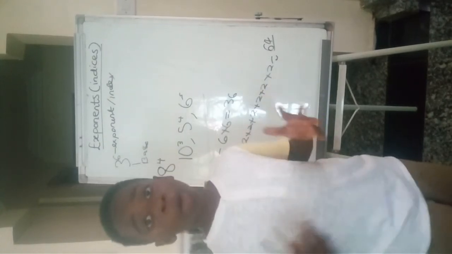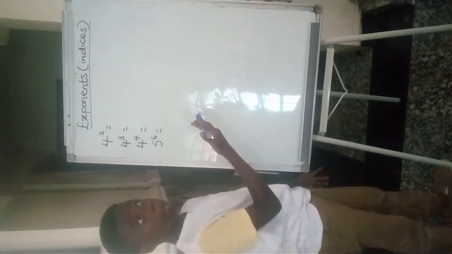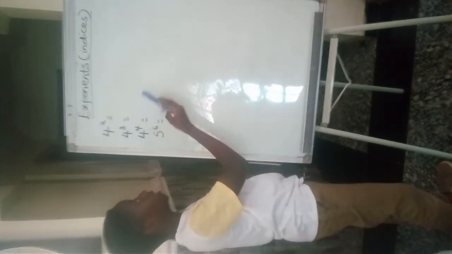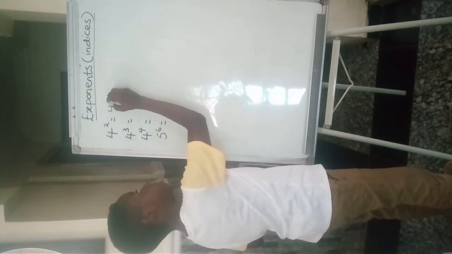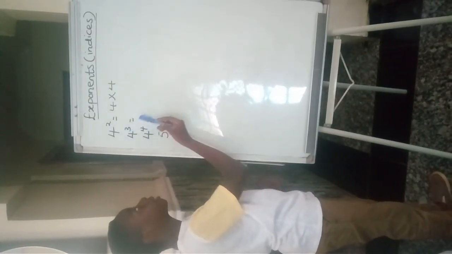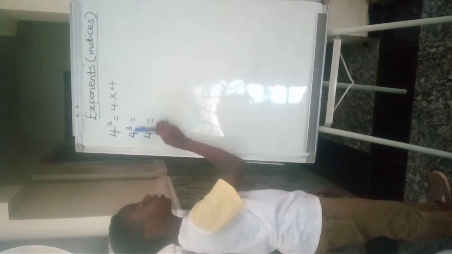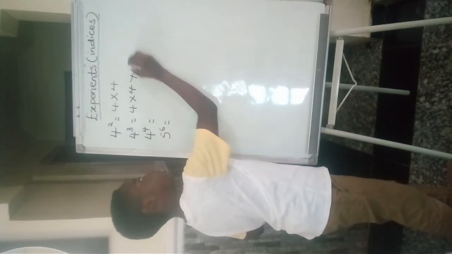Here are some examples of how exponents work. Don't you forget that the smaller number tells us how many times to multiply the base. So since this is 4, that means this is 4 times 4. The next one. Again, the smaller number tells us how many times to multiply the base. Since this is 3, this is 4 times 4 times 4.